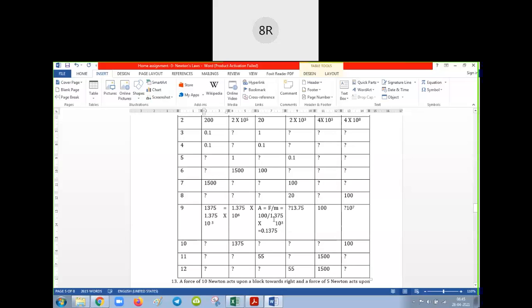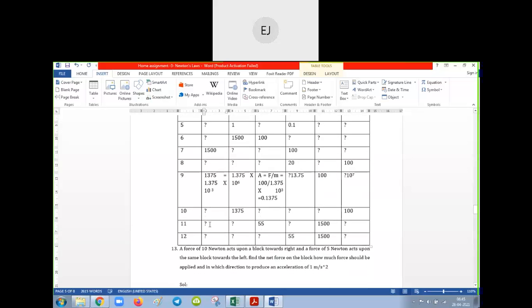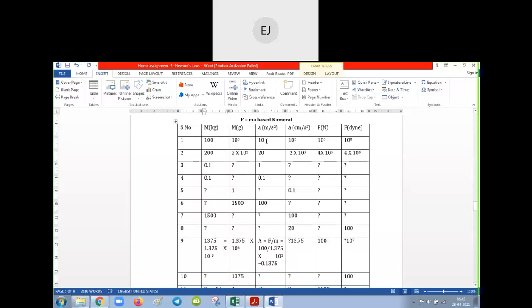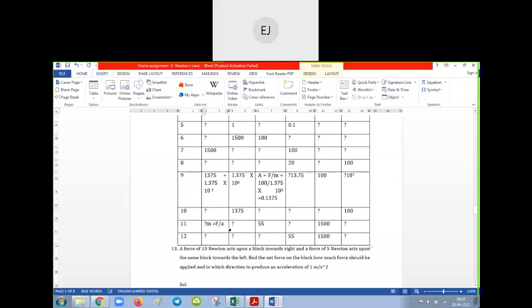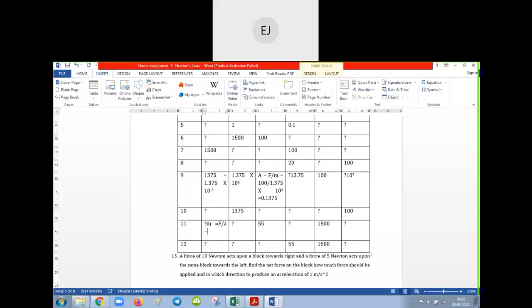Then again, mass they have not given. So mass is equal to force by acceleration. That's it. Force is given and acceleration is given, so you can do it now. Acceleration is given in meter per second square and force in Newton. So 1500 by 55 is the mass in kg. Once you get the mass, then convert it into grams. Easy only.